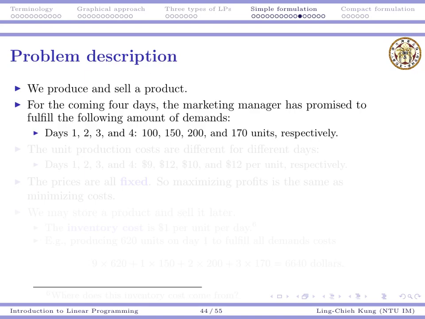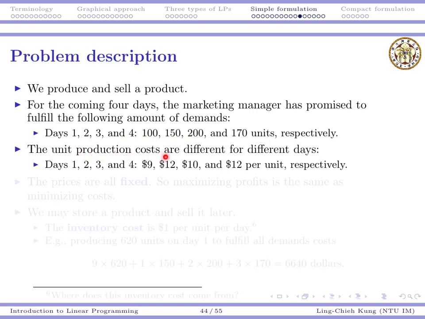Suppose the problem is the following. We produce and sell one single product. For the coming 4 days, okay, here you may interpret them as weeks or months or whatever periods, let's call it days. Your marketing manager has promised to fulfill the following demands. For each of these 4 days, you need to ship 100, 150, 200, or 170 units of your product to your consumers. Okay, you need to have this amount of products at hand.